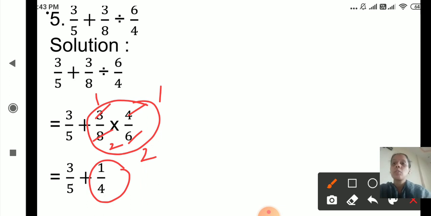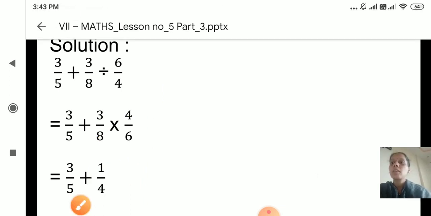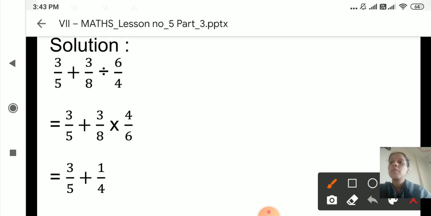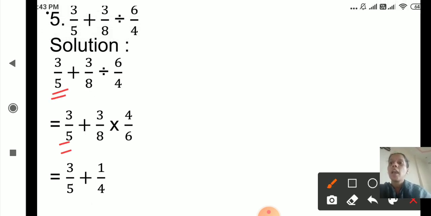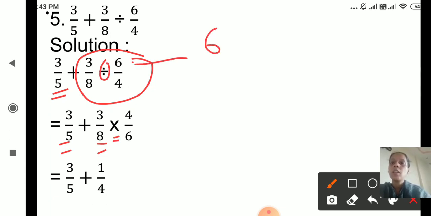Okay. So once again we will see all the steps. This 3 upon 5 we have written as it is, and we will do the division first. That is, in the division what are we doing? We are writing the first rational number as it is, and in place of division we will write multiplication and the multiplicative inverse of the second number, that is 6 upon 4. So what is the multiplicative inverse of 6 upon 4? That is 4 upon 6. So we have written it here, 4 upon 6.